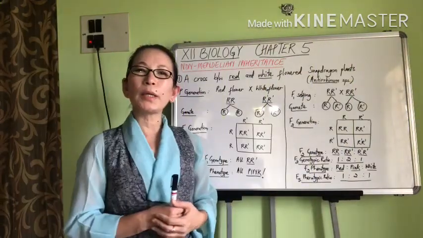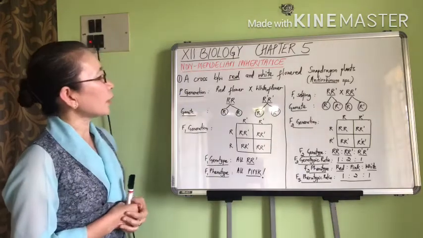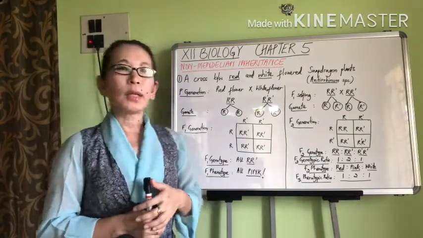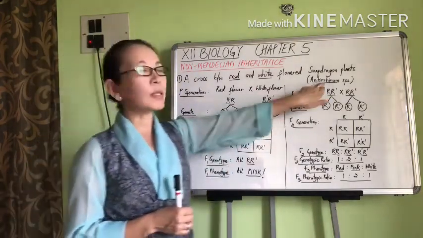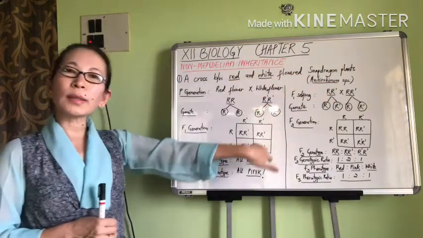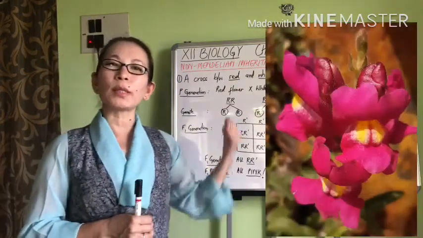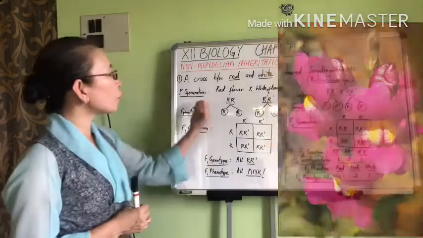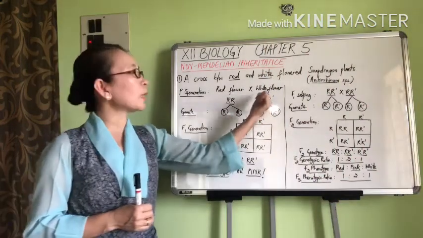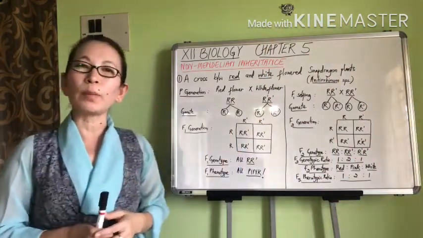So let me first explain to you inheritance of flower color in Snapdragon plants. These plants are scientifically called Antirrhinum. So scientists conducted similar Mendelian monohybrid crosses in Snapdragon. They took true breeding red flowered plants and crossed them with true breeding white flowered plants.